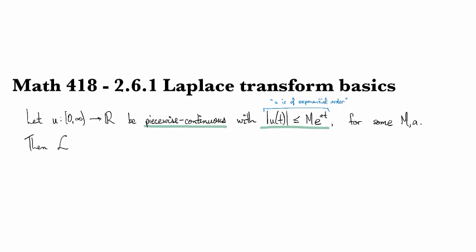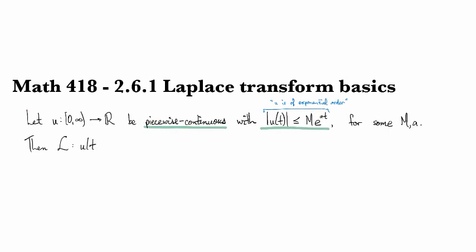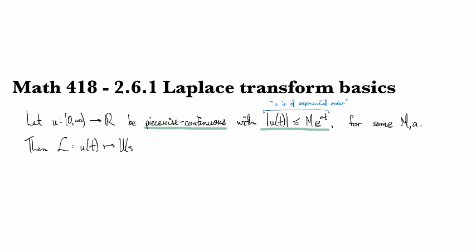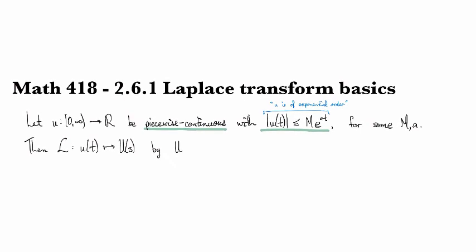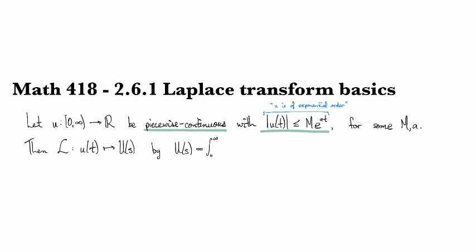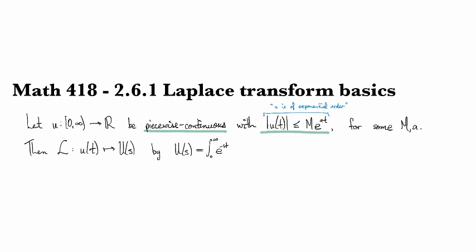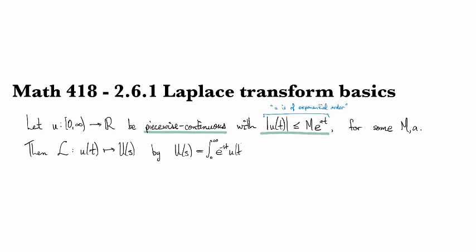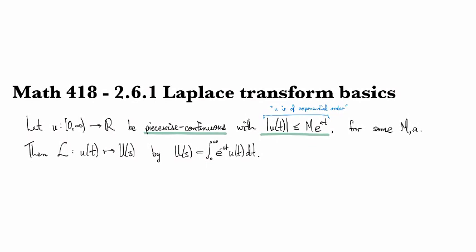So with these conditions, so specifically piecewise continuous and exponential order, then the Laplace transform is defined. So we define the Laplace transform, and it maps the function u of t and transforms it into some other function which we'll call capital U of s. And the definition of U of s is that you find it by integrating from 0 to infinity e to the minus st against u of t.